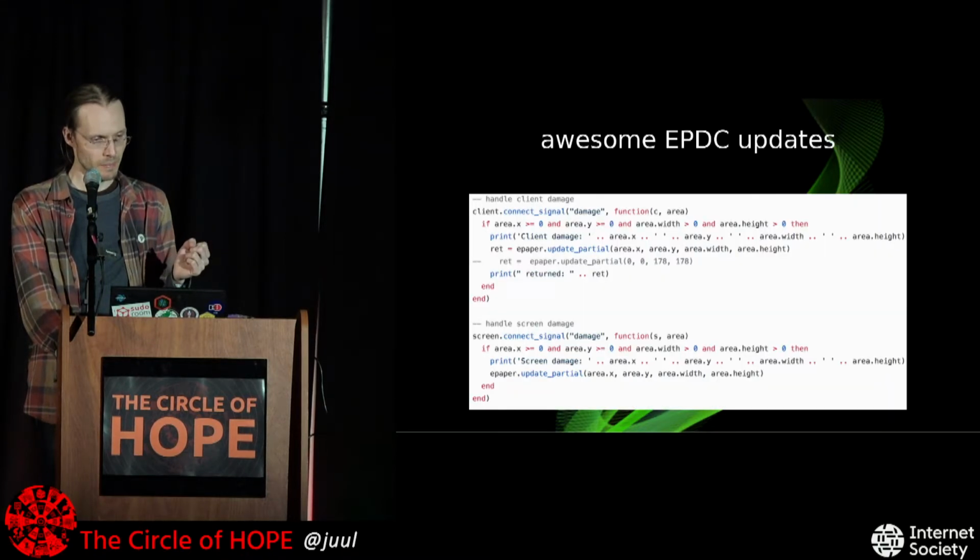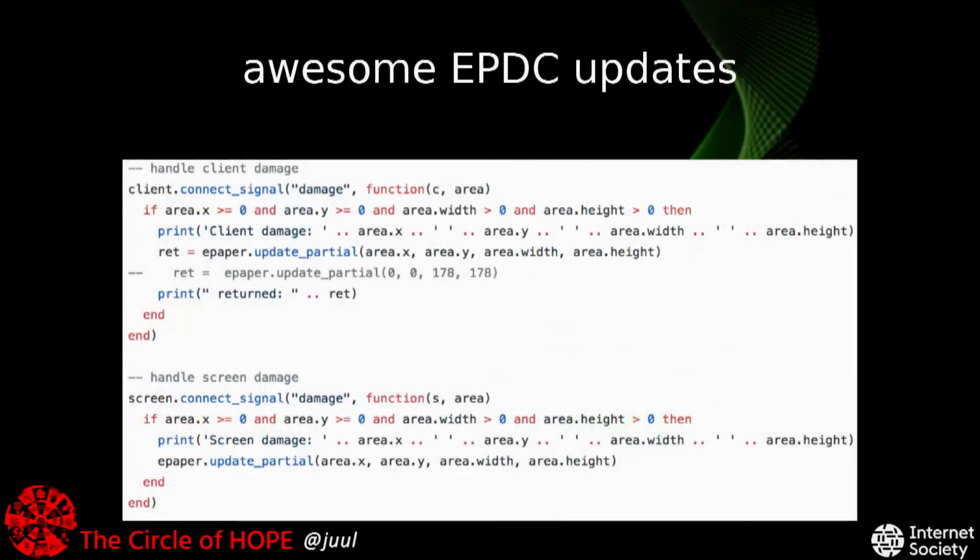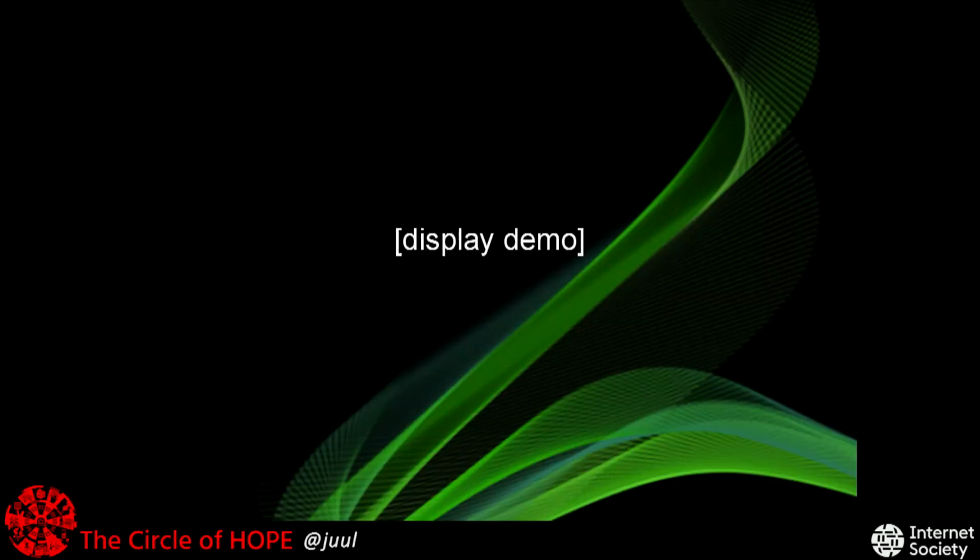and here's the little final piece of code for Awesome, where you can see I'm connecting to the damage signals for each client as they come up and for the screen itself. And then every time there's a damage event, it gets the area, and it does this ePaper update partial, which triggers the I/O CTL. All right, so let's look at this.